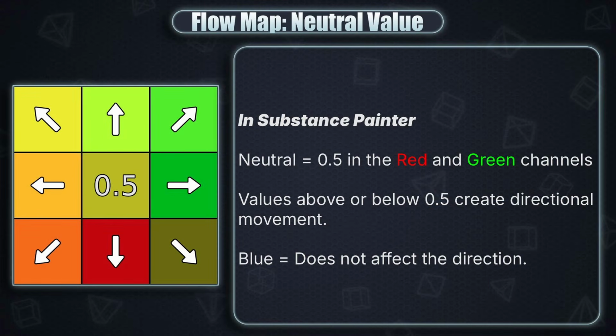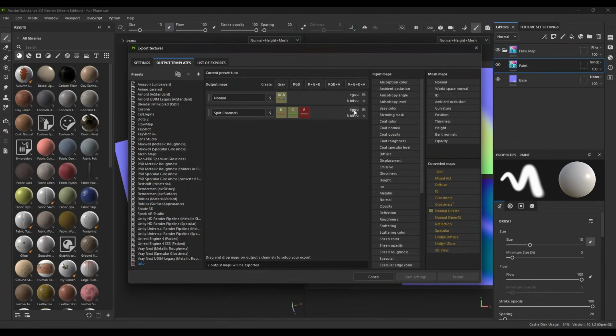In most flow map setups, the neutral value is 0.5 in a range from 0 to 1. In other words, values around 0.5 represent no directional offset, while values above or below that midpoint create movement in different directions. Whenever possible, I recommend using a 16-bit PNG or EXR, especially if your effect relies on smooth transitions. The additional precision helps reduce visible stepping and banding.